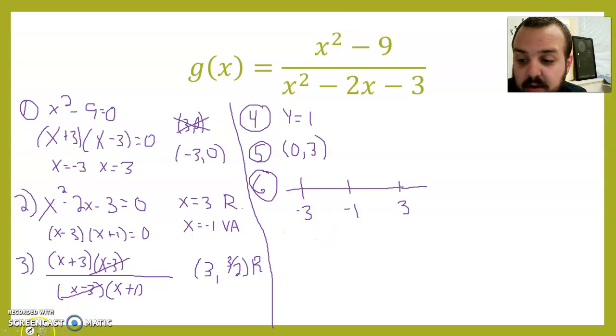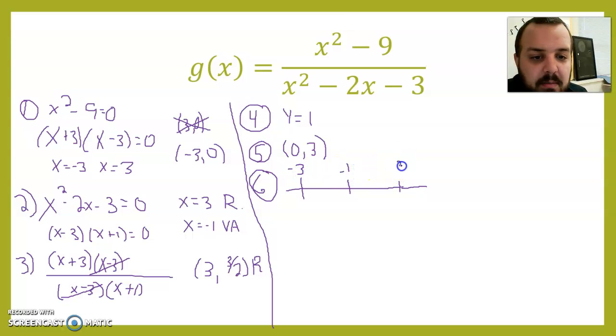I'm going to go ahead and plug in a number that's less than negative 3. I wrote these numbers on the wrong side. Hold on, guys. Let's make that so it actually looks like how I wrote it before. We're going to look for numbers that are in between these: our negative 3, negative 1, and 3.